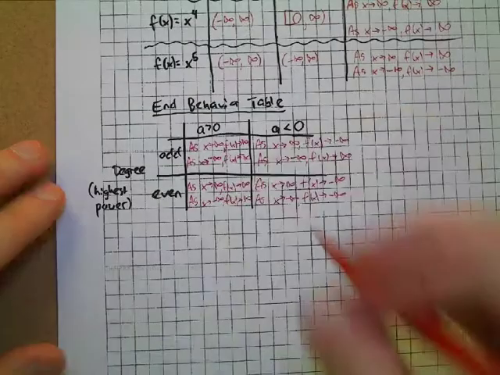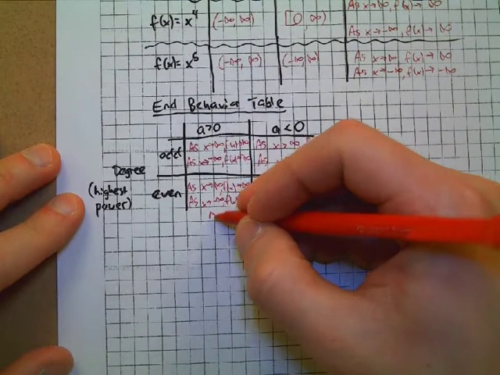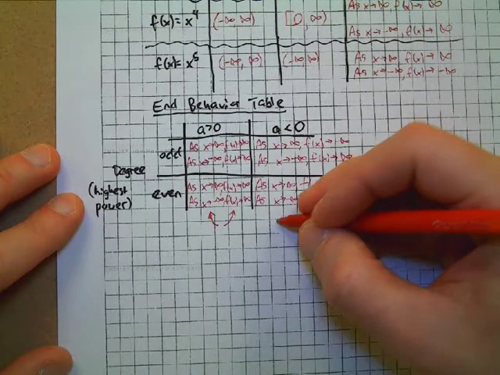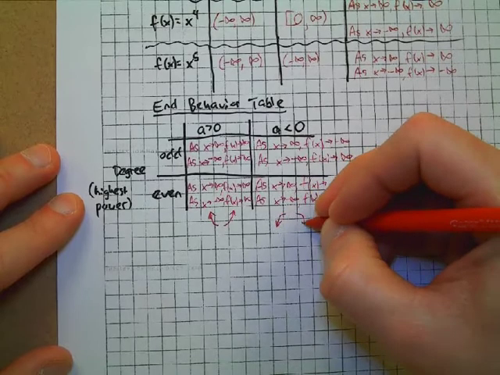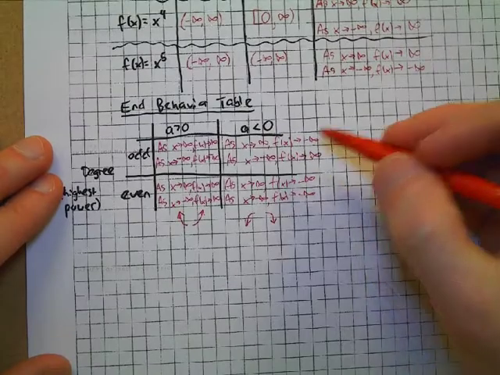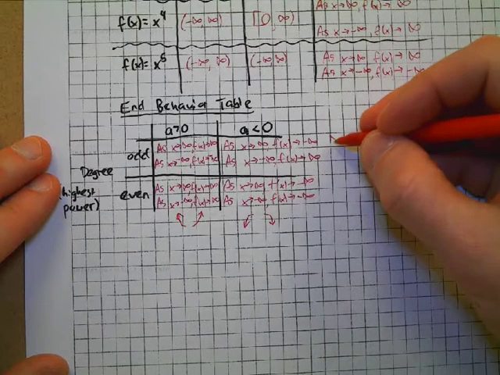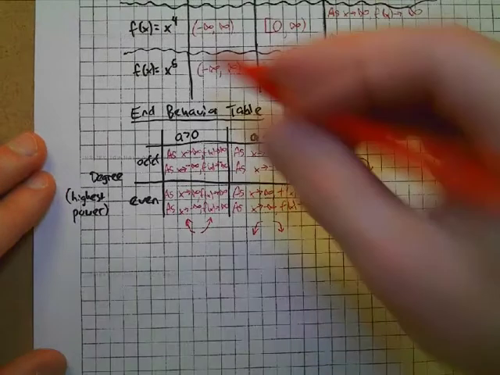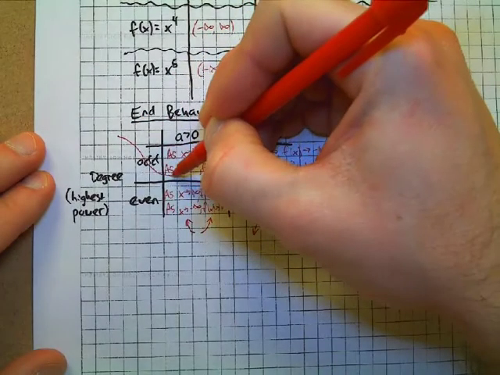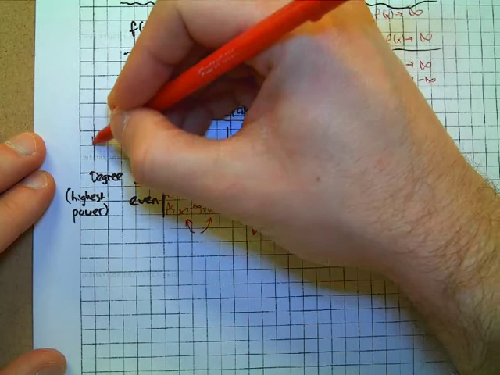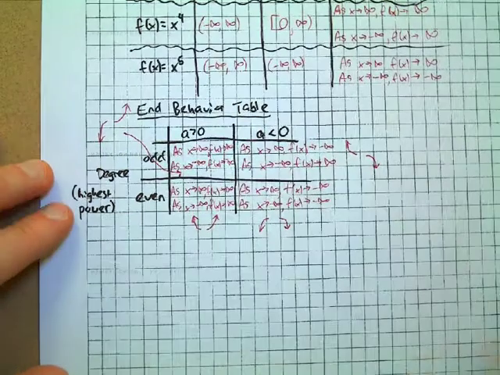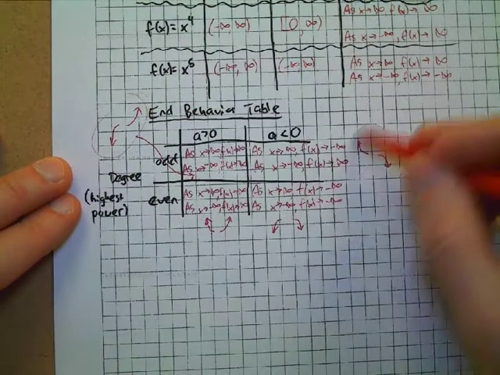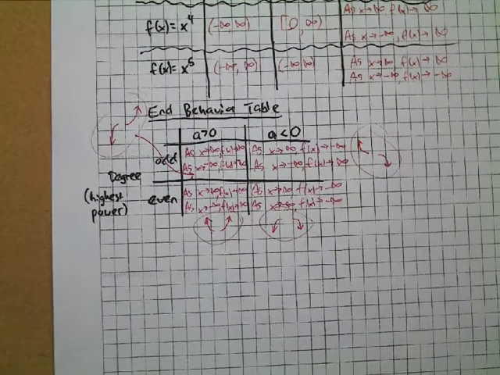Okay? So if you want to draw yourself a little picture, for this situation, it's going to look like this. That's going to be our end behavior. For this situation, it'll look like this. For this situation, it'll look like this. And for this situation, I'm not going to have enough space, so I'll put it like that. It'll look like this. And there are all the end behaviors that we're going to have to deal with for graphing our polynomials.